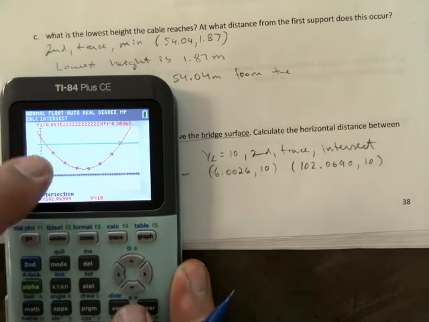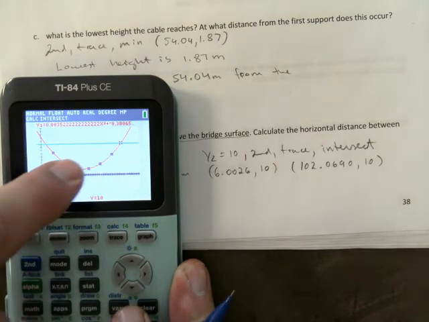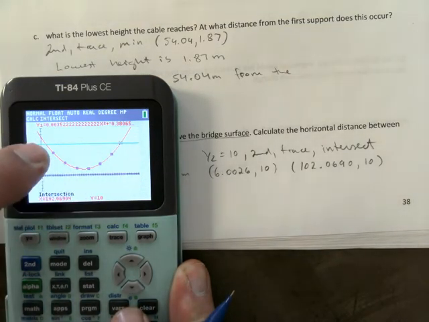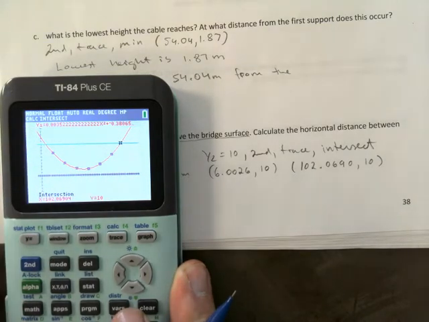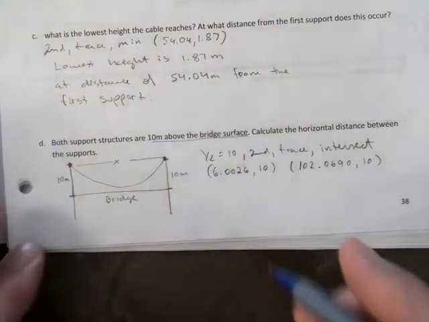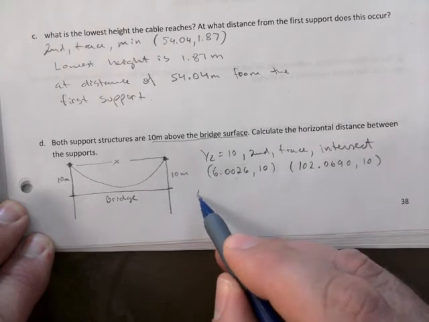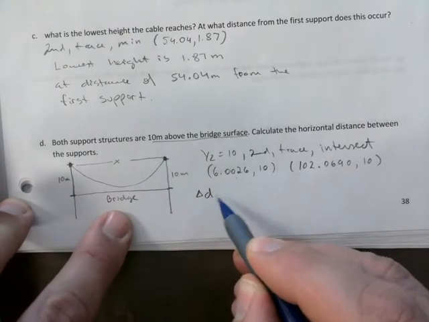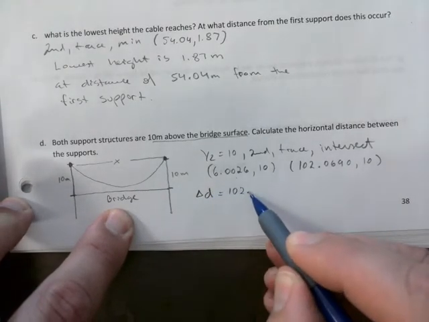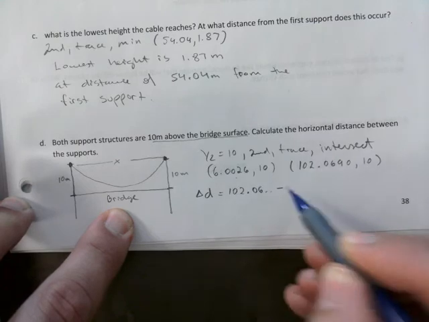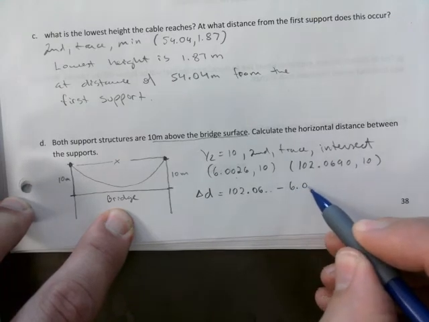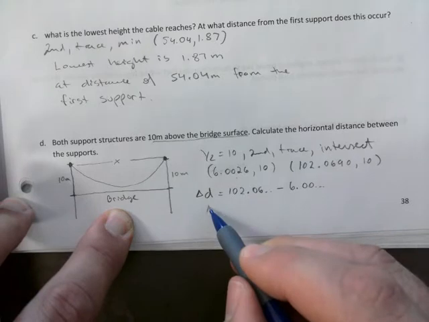So you can't always assume that the y-axis, for example, is the support post. Not necessarily. You're modeling the cable, and this is how you did it. And so you're now saying, hey, it's between there and there. So I'm going to figure out the difference. So delta distance would be 102.06 and so forth minus 6.00 and so forth.